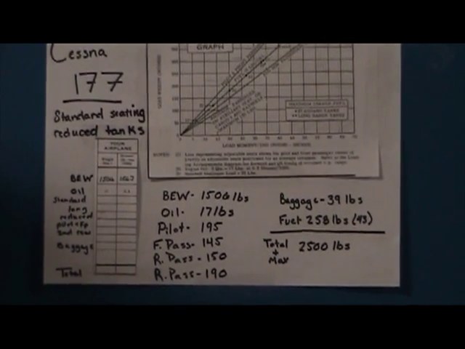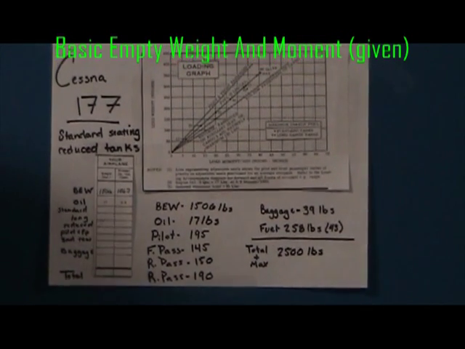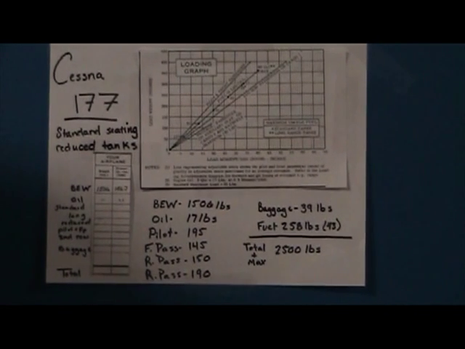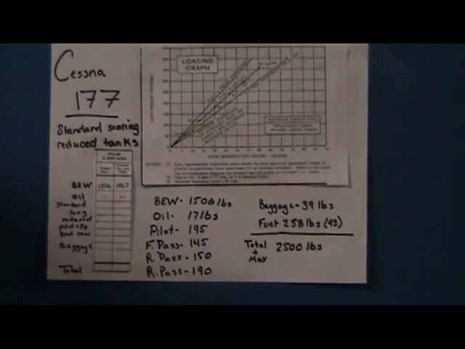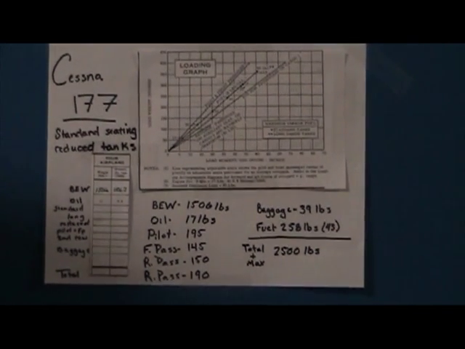First, we have to figure out our basic empty weight, which is 1,506 with a moment of 156.7. Next comes our oil, which is 17 with a moment of 0.8, which can be acquired from your instructor or in the Cessna 177 Owner's Manual.